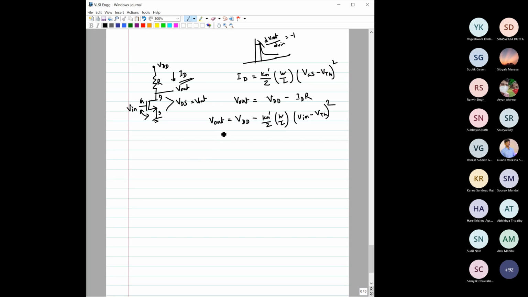Now am I in a position to take the derivative dV out by dV in? Sir, ID times R. You left R there. Very good. This R was there, right? So R we have to write. So are you in a position now to take this dV out by dV in? We can now.